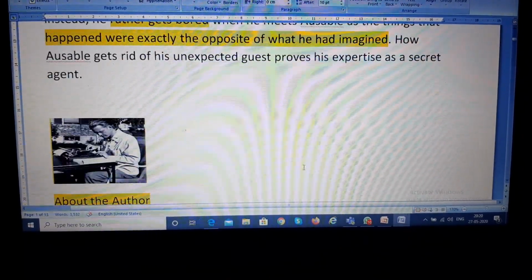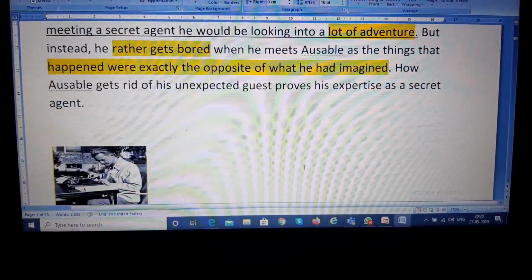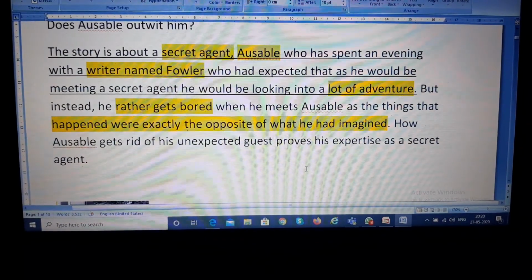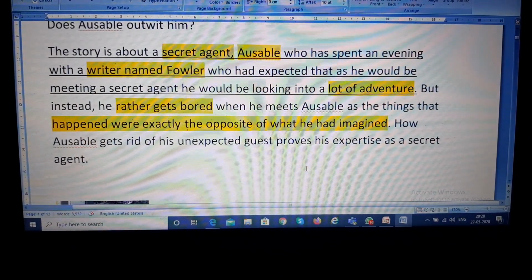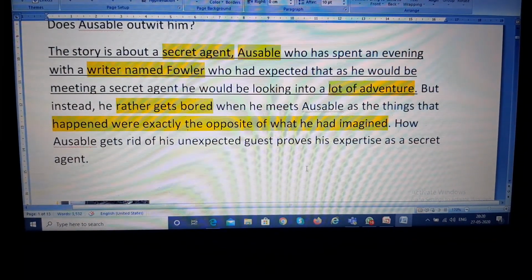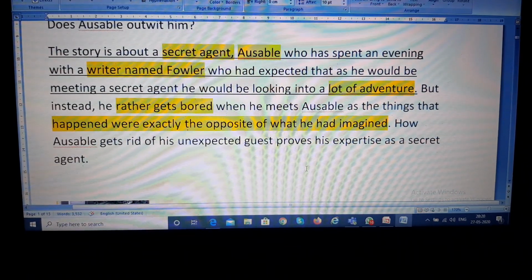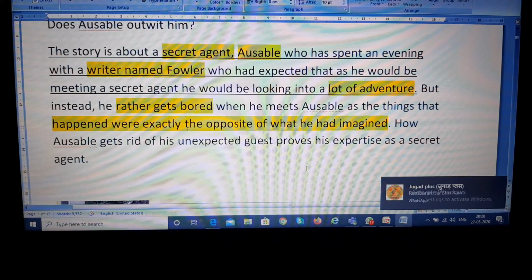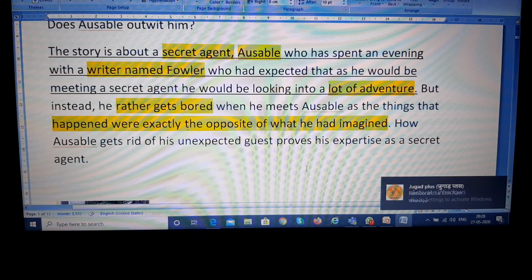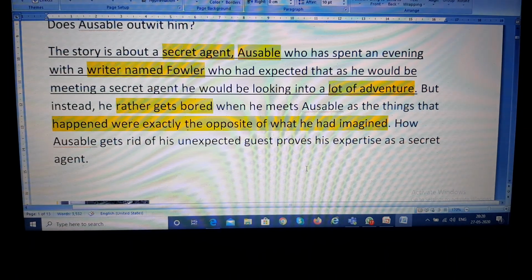And this imagination would have surely come on the basis of his readings or from whatever he has seen in the movies. According to him, a secret agent is fit and fine, always healthy, active, thin, tall, always loaded with adventures and dangers around him.